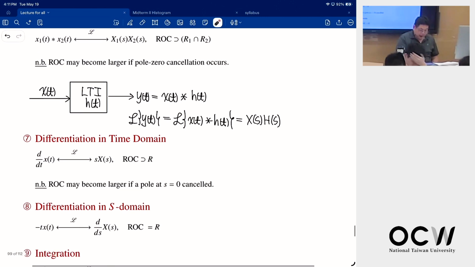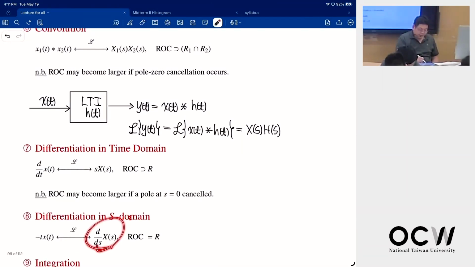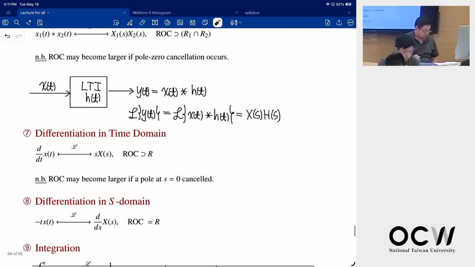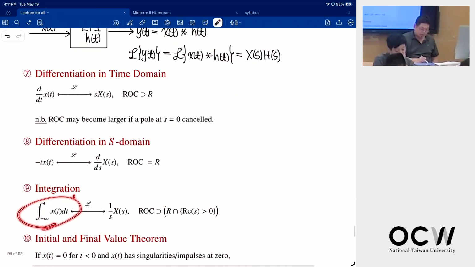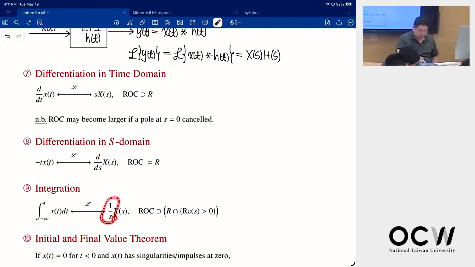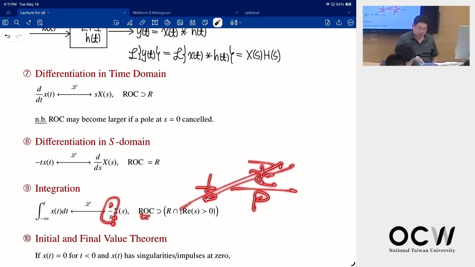And then for the S domain, if I take the differentiation in S domain, in time domain I multiply by t, each time I multiply by t. And the region of convergence is still the same. For integration, if I have an integration in time domain, then I have 1 over s. So again, with 1 over s, I have zeros and poles. Maybe they will cancel. So my region of convergence could be bigger.